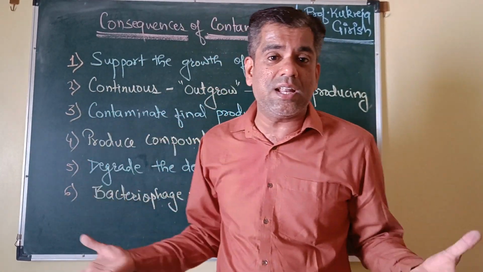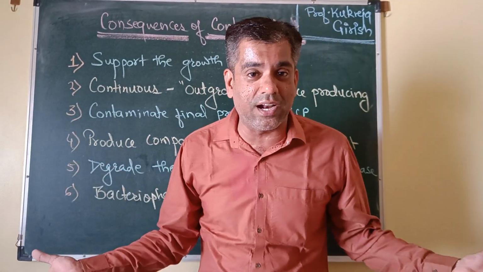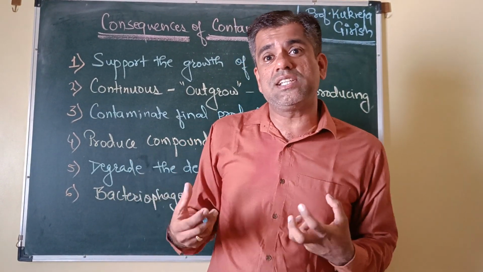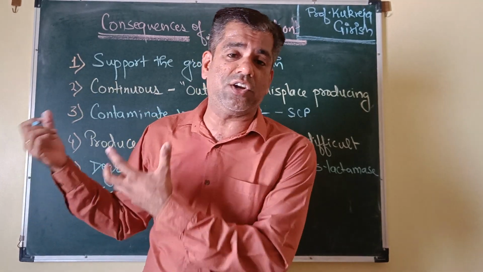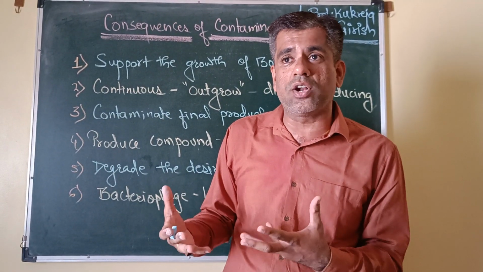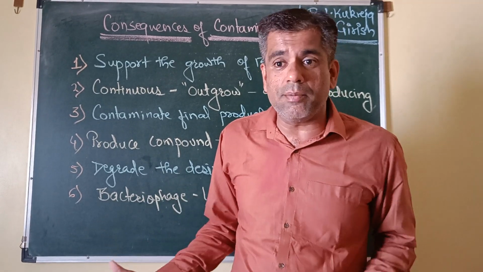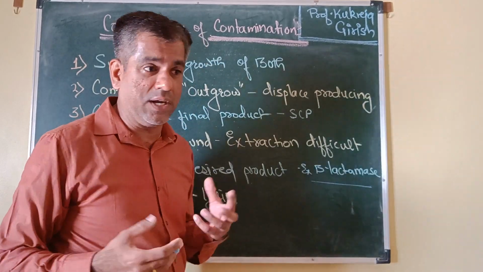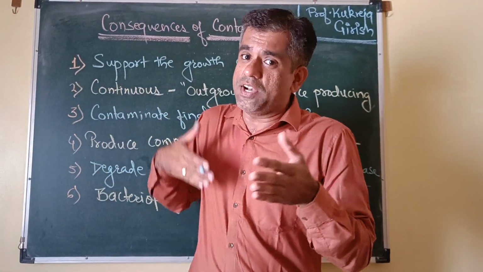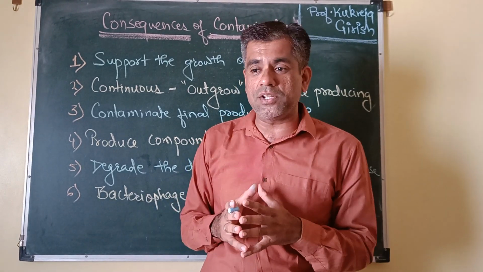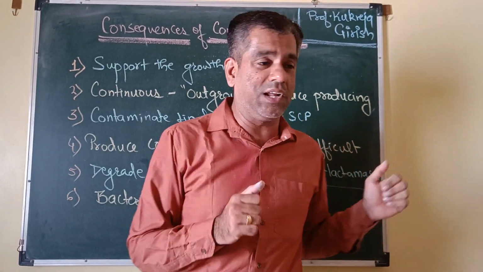It will degrade your desired product. Come on, you are producing an antibiotic, and imagine that there is no antibiotic at the end of the fermentation. Obviously, the contaminant will have to be such that it can overcome the inhibitory effect of that particular antibiotic. We have seen that many of these organisms can degrade that antibiotic. The most common example is that of beta-lactamase, right? If a beta-lactamase producing organism enters your beta-lactam fermentation, it will degrade the antibiotic. So now you have no active antibiotic present there.